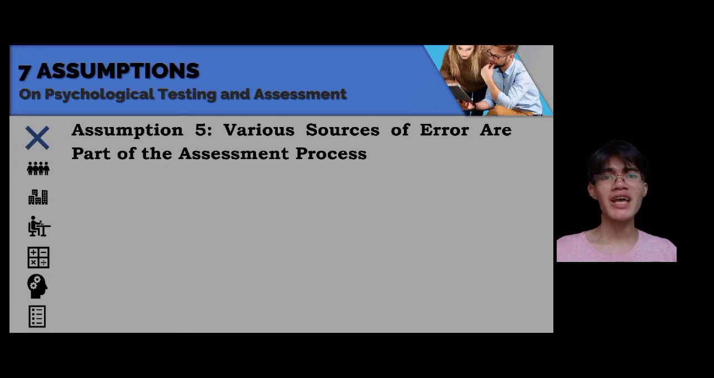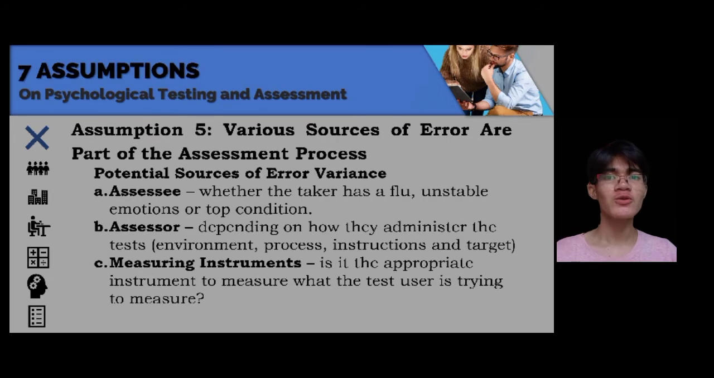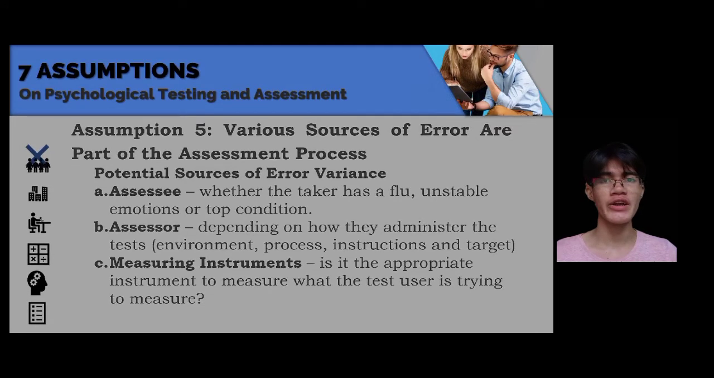There are potential sources of error variance. First, the assessee. If the test taker has a flu, cold, fever, or anything that will affect their performance, that will be a factor. Second is the assessor. Depending on how they will administer the test, the environment, instructions, and of course, the target to which the test will be administered. And lastly, the measuring instruments. The question here is, are the measuring instruments appropriate to measure what the test user is measuring? If not, then there is error variance.